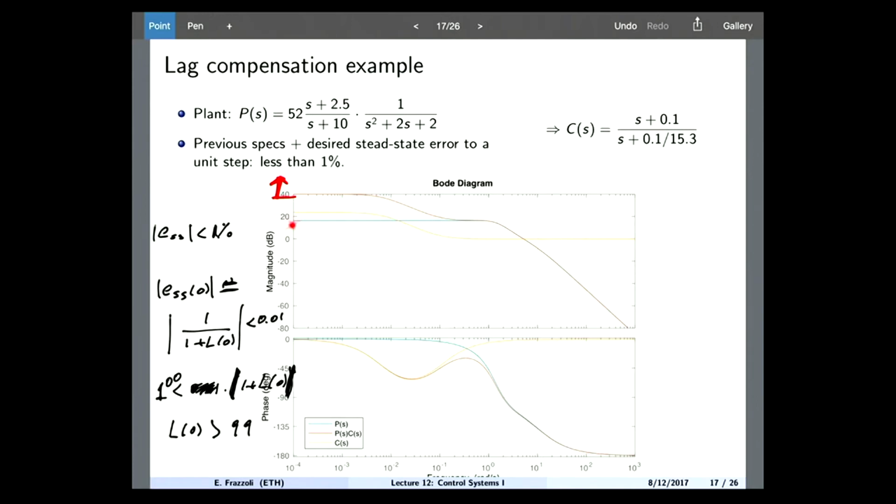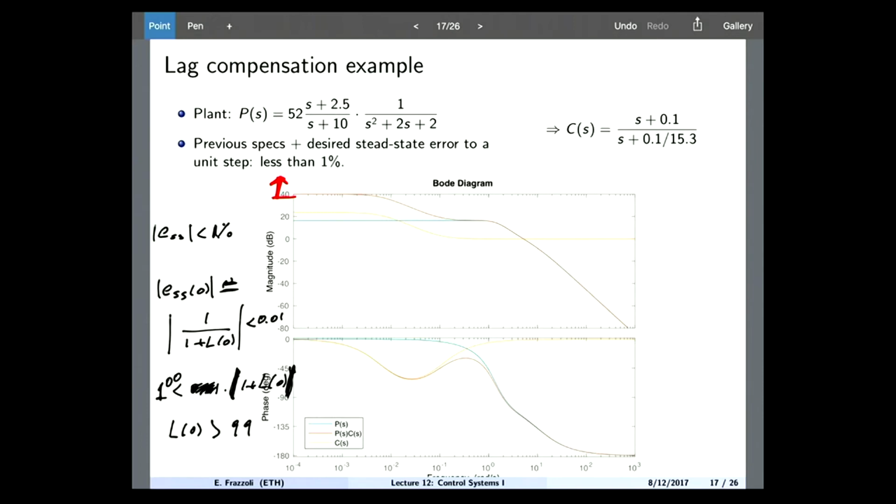So here what we want to do is increase the gain on the left, but I don't want to touch crossover. I don't want to touch the phase margin that I worked so hard to fix with the lead compensator. I know that I need to increase the low frequency gain by a factor of, probably, 15.